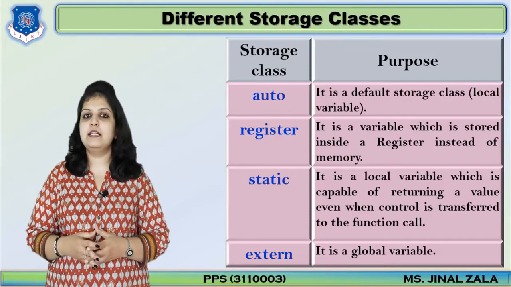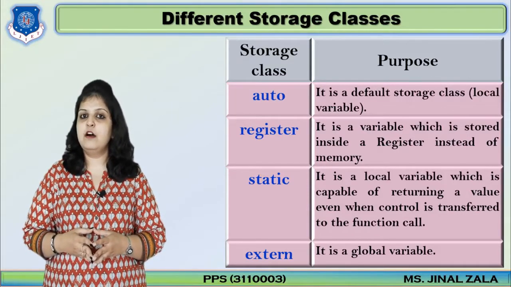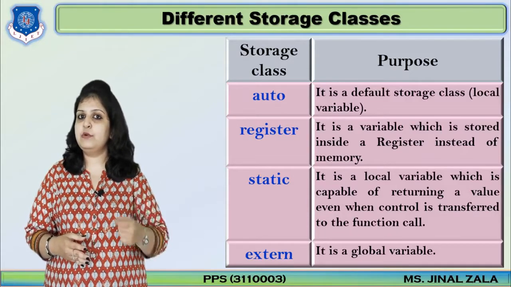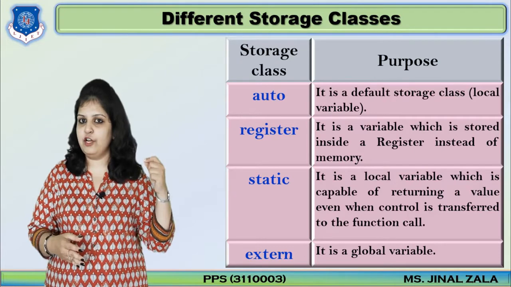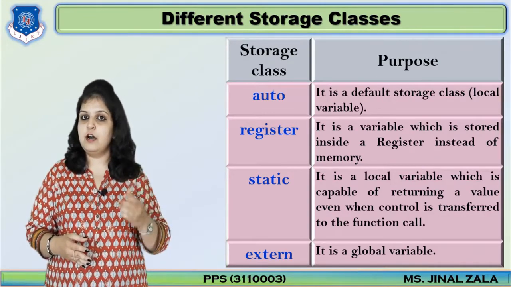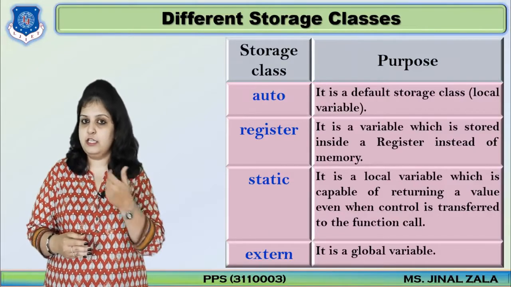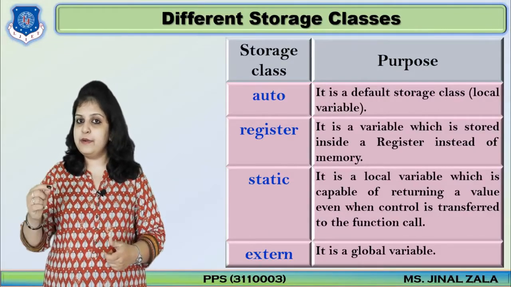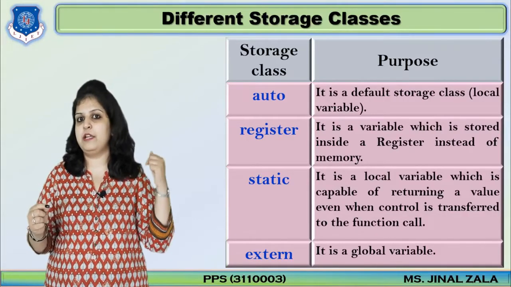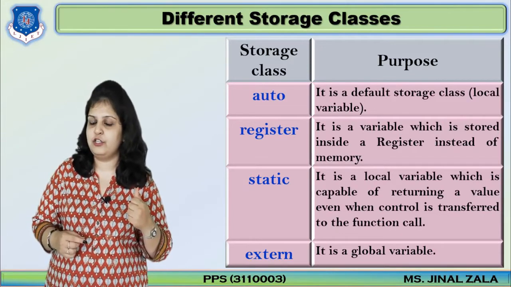Now next is register variable. What do you mean by register variable? When we declare a simple int a, this variable is stored in our memory at a particular location. But when you use the keyword register at the beginning of your declaration, like register int a, then that particular variable will be stored in a register instead of memory. So this is the difference between automatic and register.